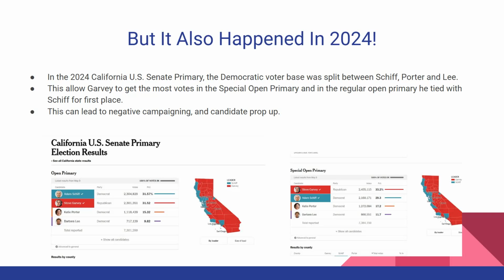And with a lot of this vote splitting, this can lead to a lot more negative campaigning and candidate prop up. At any of these two-round primary elections, where all candidates and all voters vote in just one primary, no segregated party primary elections, this can lead to a lot more negative campaigning and candidate prop up, which actually favors the wealthy establishment. It favors the corrupt oligarchy. And these people represent both Adam Schiff and Steve Garvey.